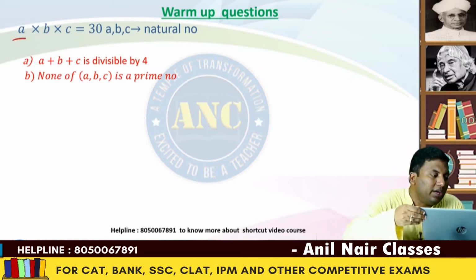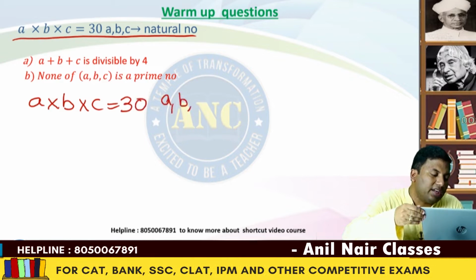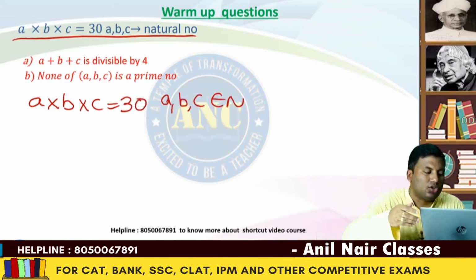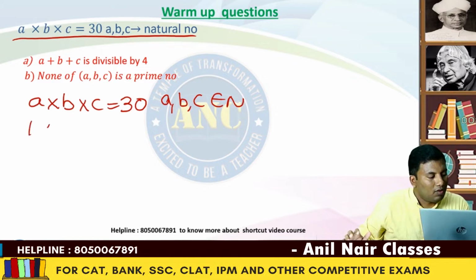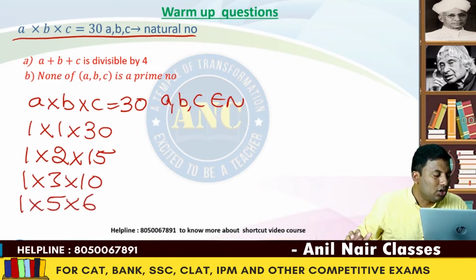A into B into C is 30. A, B, C are natural numbers. It is clearly specified that A, B, C are natural numbers. 1 into 1 into 30, 1 into 2 into 15, 1 into 3 into 10, 1 into 5 into 6, 2 into 3 into 5.